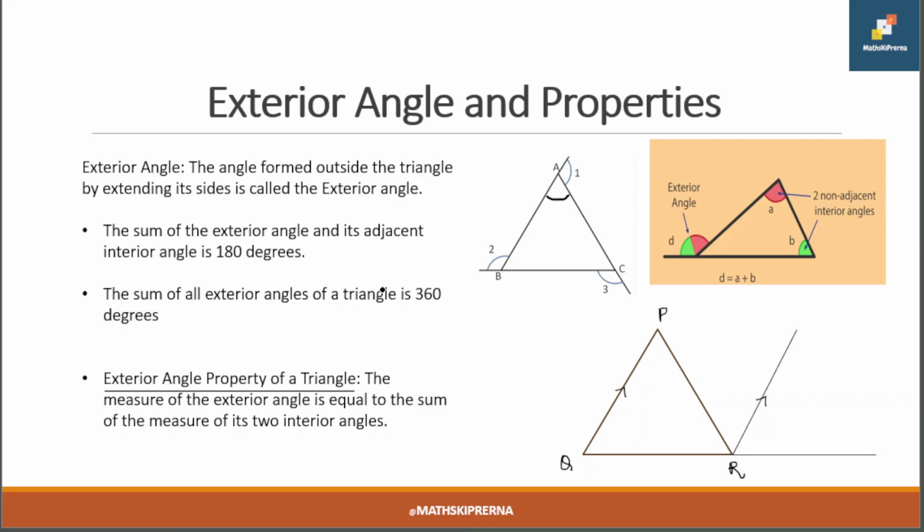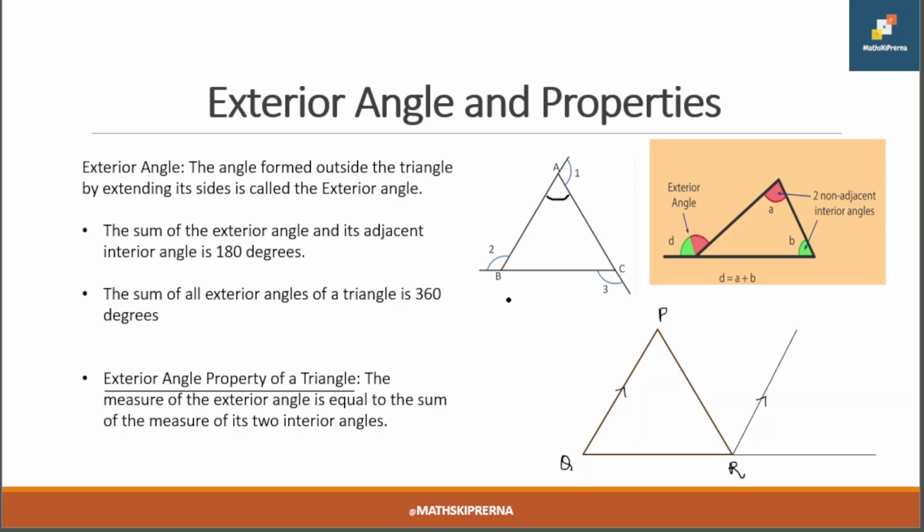We have already covered the interior angles. Now let's discuss exterior angles. So if we take a triangle and we extend its side, so the angle which is formed by extending the side and the other side is known as an exterior angle. So we can see this, there is angle 1, angle 2 and angle 3. These are all exterior angles.